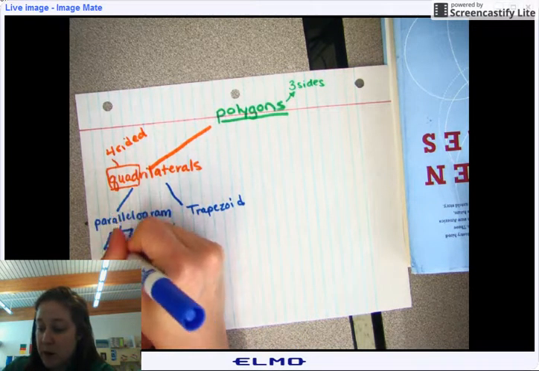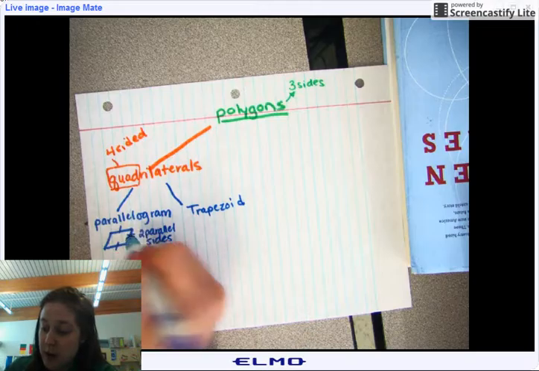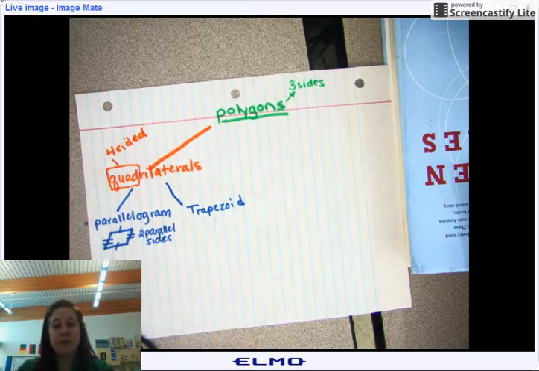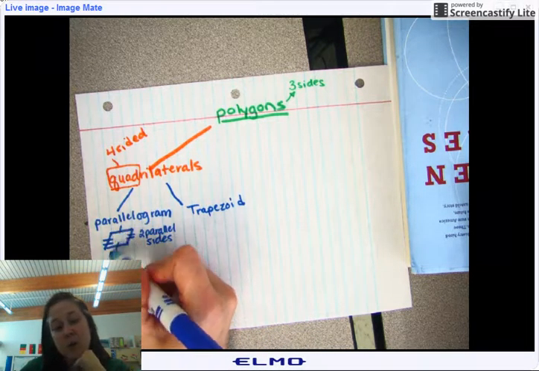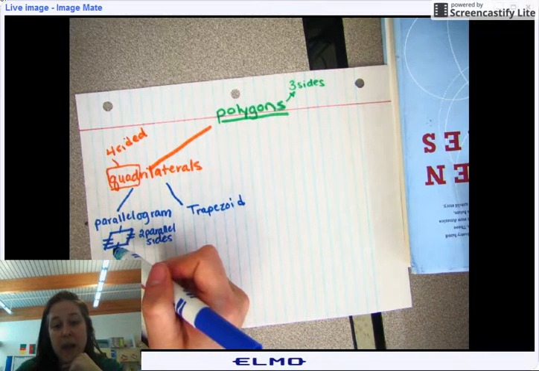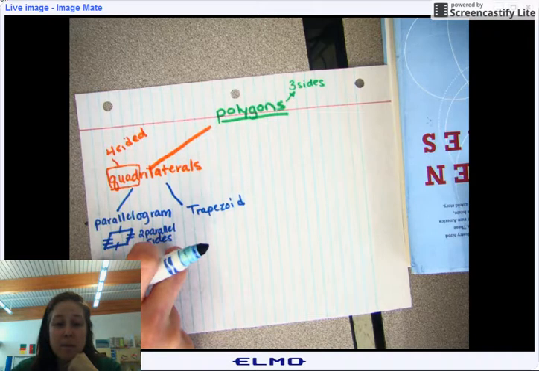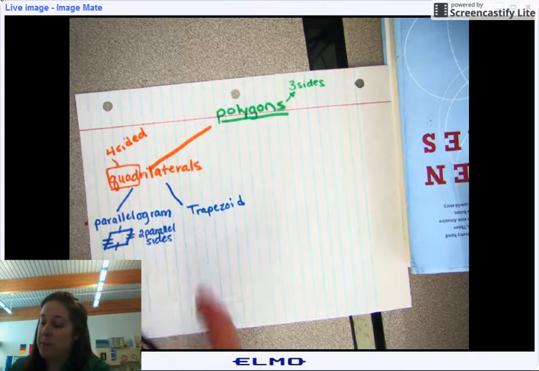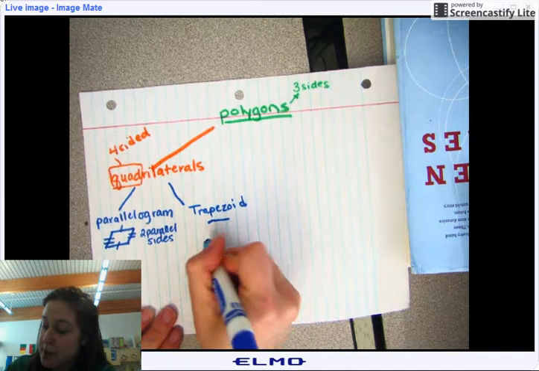And a parallelogram means you have 2 pairs of parallel sides. So I have this one that's parallel to this one, and this one here is parallel to this one. Now those hash marks mean if it only has 1 there, those 2 are parallel. If it has 2, these 2 are parallel. Okay? So one quadrilateral is a parallelogram.